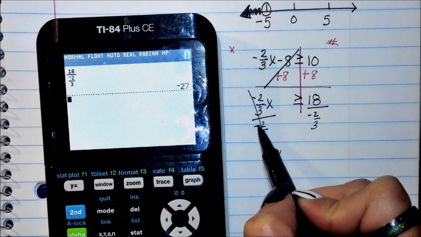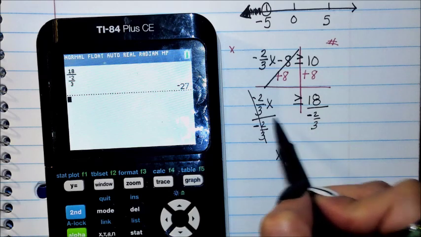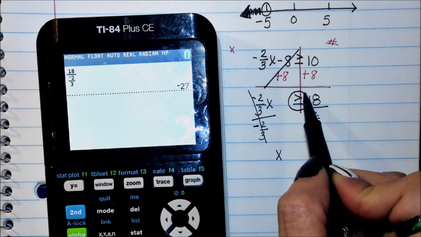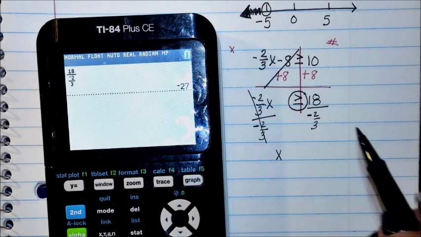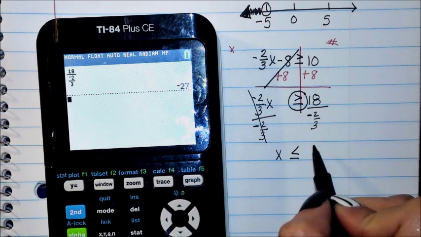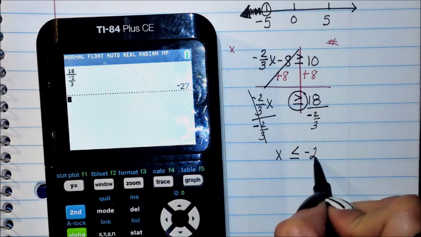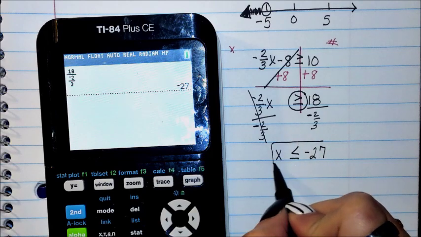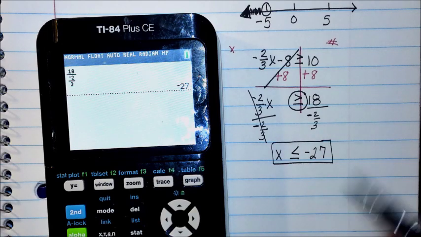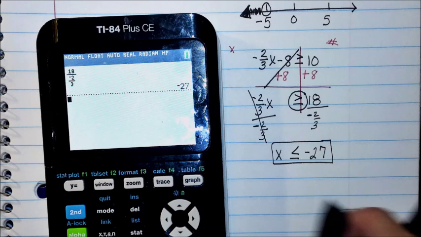Now, I'm dividing by this negative, aren't I? If you divide or multiply by a negative, you have to flip the sign. So flip the sign, and we get negative 27. I could graph that if I wanted to, but I don't think I'm going to graph it. I'm just going to leave it like that.